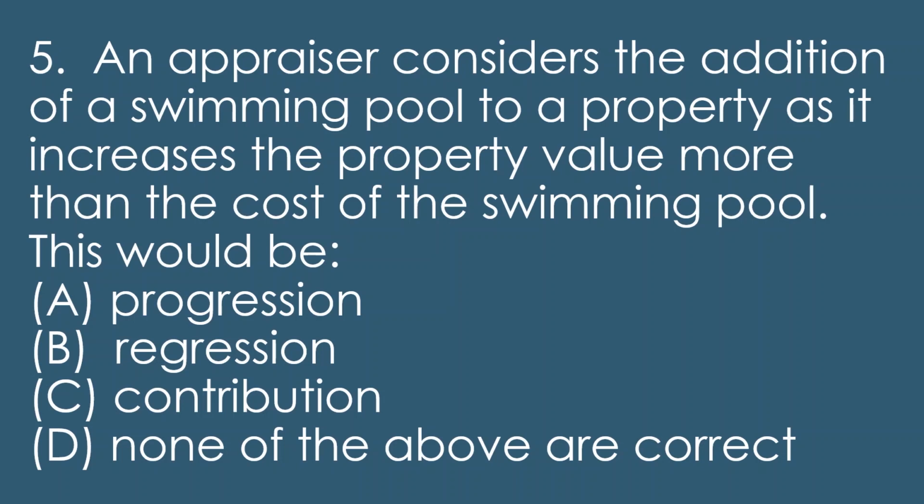But let's make sure. Well, progression and regression deal with property values being increased or decreased based on the neighboring homes in your area. So that doesn't really deal with this when it's talking about your specific property with adding a swimming pool, and that the cost of the swimming pool will actually be less than the increase in the property value. So overall, you would be between contribution or none of the above. So if you didn't know what contribution was, you would have to guess between these, and you might go with none of the above because you might be thinking, well, maybe it's not contribution.